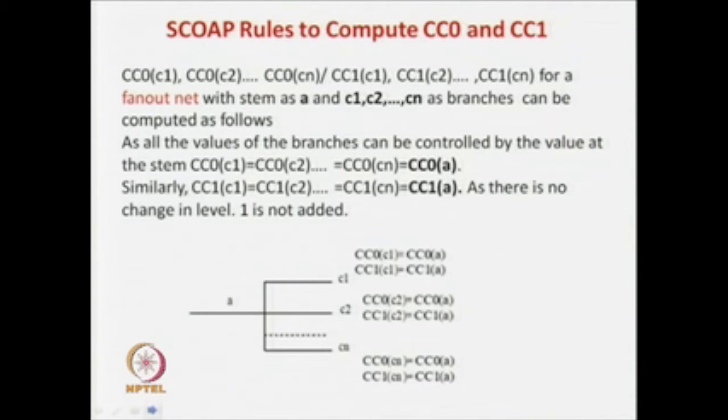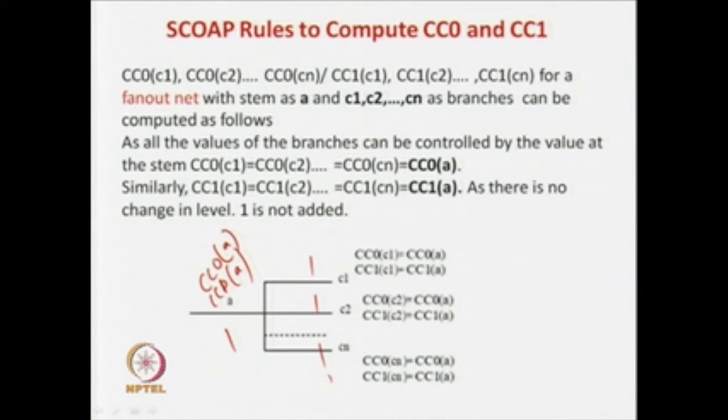So, say for example, you know that CC0 of A we know, and CC1 of A also you know. Then if you control this to 0, then automatically all these things will be 0. If you make this one to 1, then automatically everything will be 1.